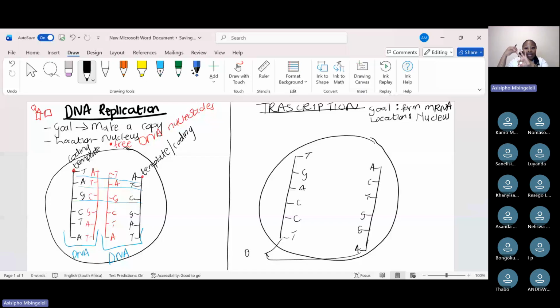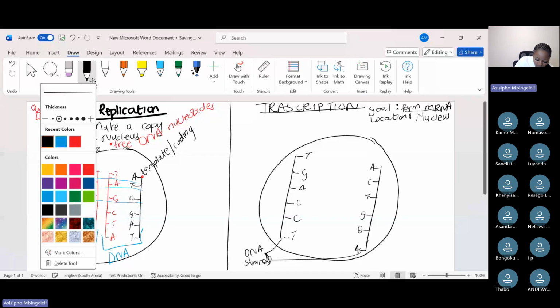Now, the third point, this is where transcription becomes different from DNA replication. The third point, we are only going to use one strand from the two strands. We are going to use one strand in order to form, our goal is to form messenger RNA. Now, the question would be, from the two strands, which strand are we going to use? For me and you, we are going to use the left strand. That is going to be our strand that we use.